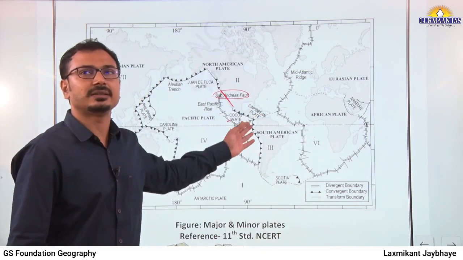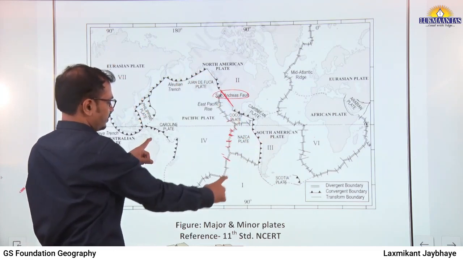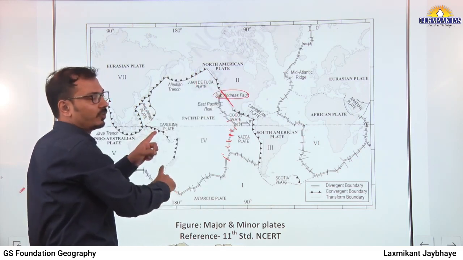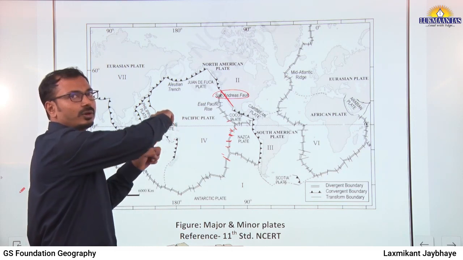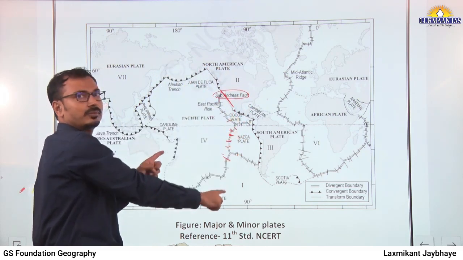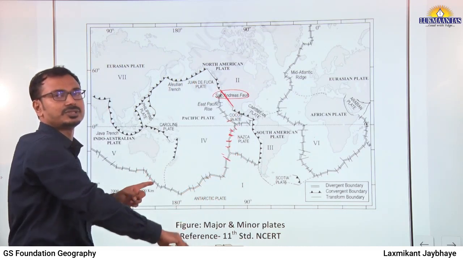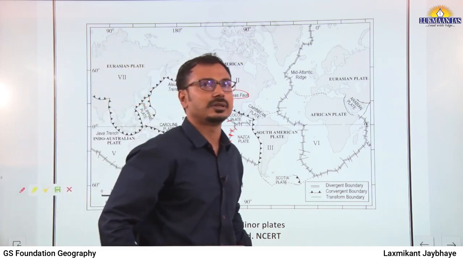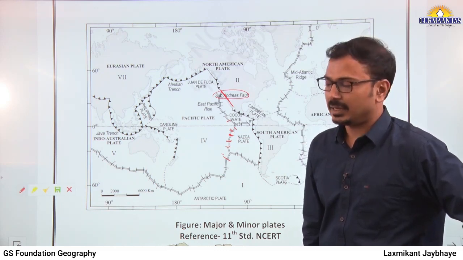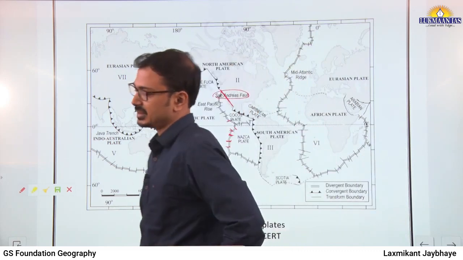So basically this is the circum-Pacific zone. Can you see it? This is the tectonically most active region in the world. The majority of volcanoes and earthquakes are located along this circum-Pacific zone. Tomorrow we will try to understand the distribution of all the volcanoes and earthquakes. So this is how we have to understand the plate boundaries and different landforms and processes.